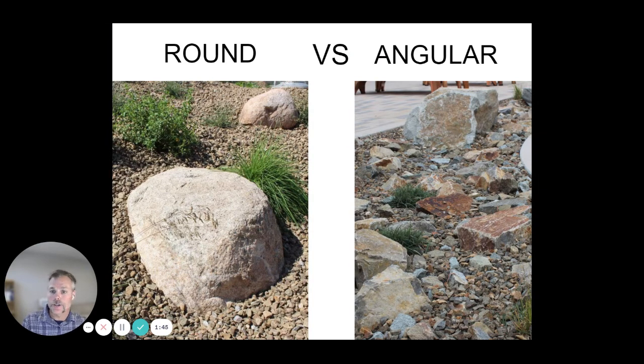Boulders can be naturally occurring rounded pieces, such as seen on the left, or they can be angular, blasted, broken pieces like those on the right. Nature tends to only give us so many of the tumbled rounded versions, so the majority of boulders out there are typically the angular variety, where you'll have many more color and size options than in the rounded version.